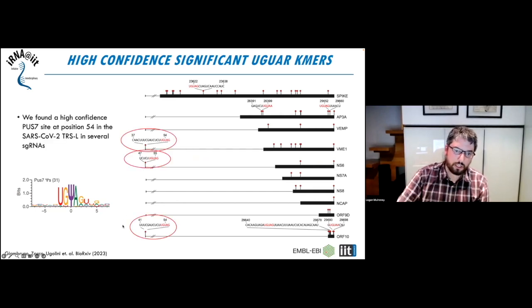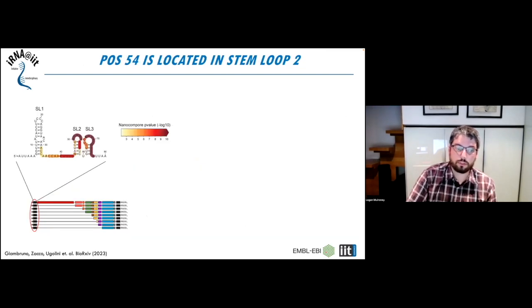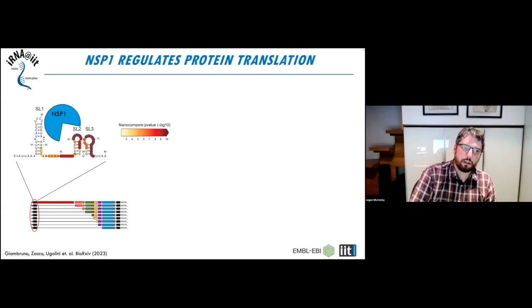And one of the positions that interests us a lot is this pseudouridine at position 54 in the SARS-CoV-2 TRSL. And so here's a 2D structure of the first 80 nucleotides of the TRSL. And position 54 is right here at the end of this loop in stem loop 2. And so this is also one of our high confidence Nanocompore hits. And it's been shown that the non-structural protein 1 interacts with this region. Specifically, it's been shown to interact with stem loop 1.